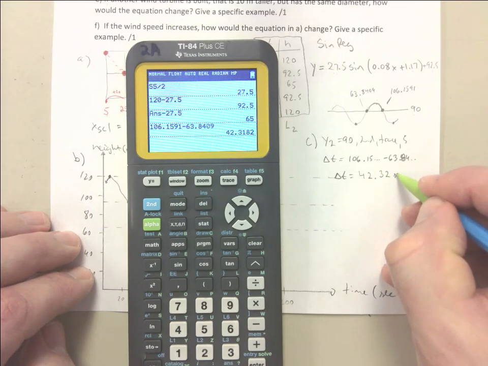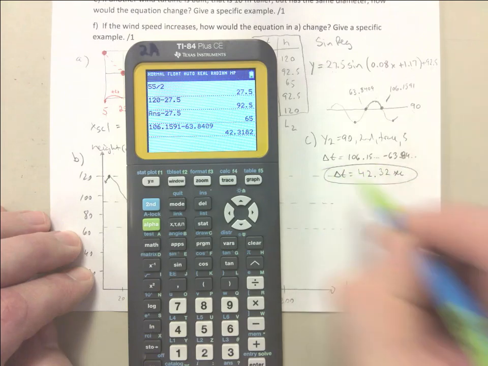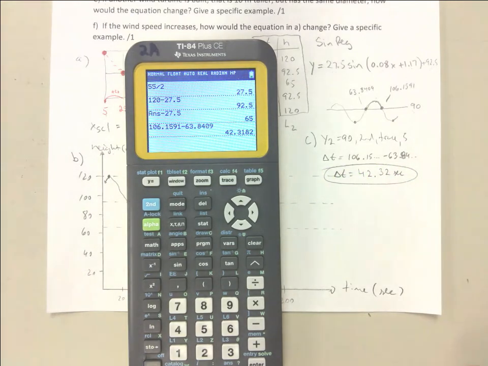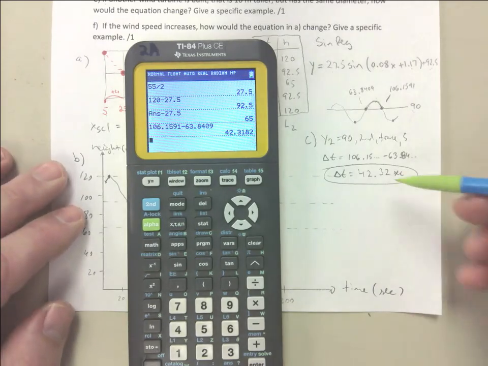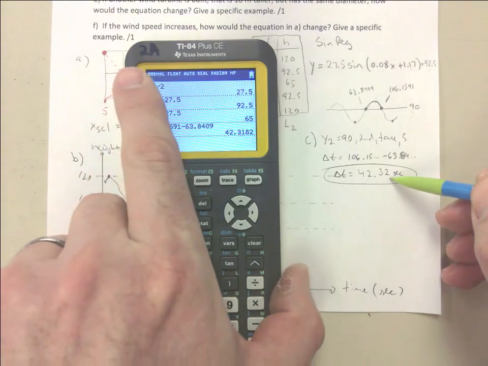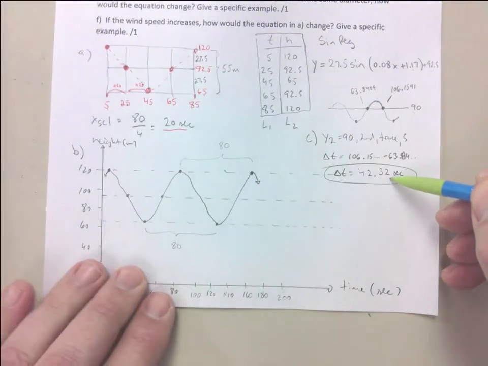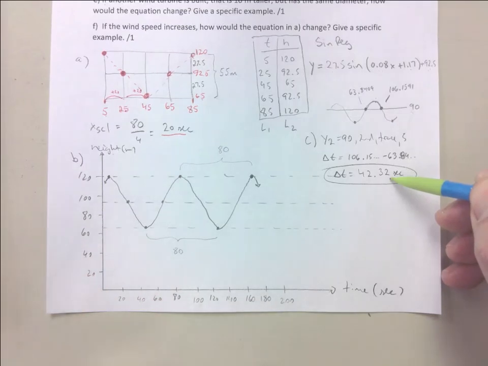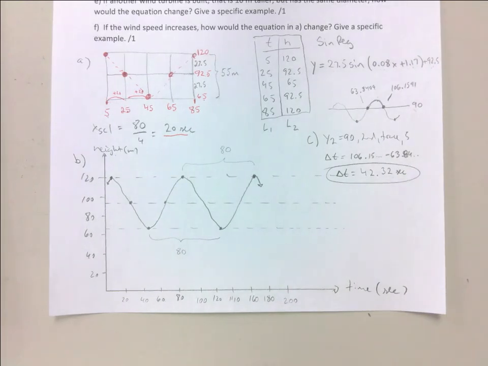42.32 seconds. That's when you round at the very end. That's how long it stays at or above 90. And if you're wondering, should I mark this? No, you can just copy it, because I think I just said the equation is what I'm after. If that's what you remember, I'm pretty sure that's what I said.